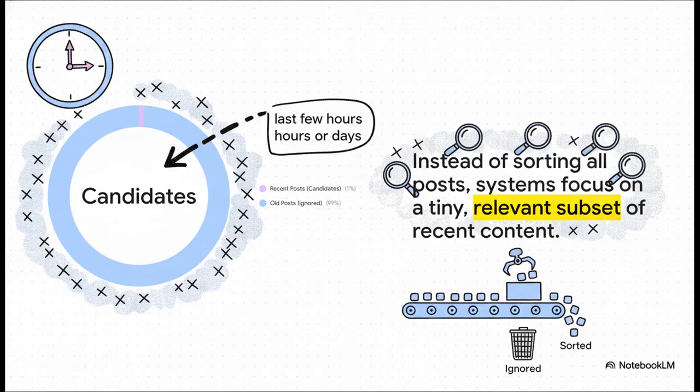So here's how that works in practice. Instead of trying to sort every single post ever made since the beginning of time, a platform might only look at posts from, say, the last few hours. That tiny 1% slice of candidates is way more manageable to sort. And the other 99%, the old stuff that has zero chance of trending, it just gets ignored completely.